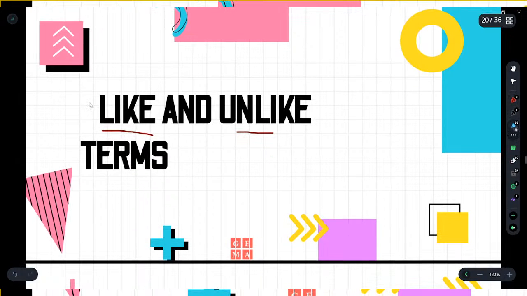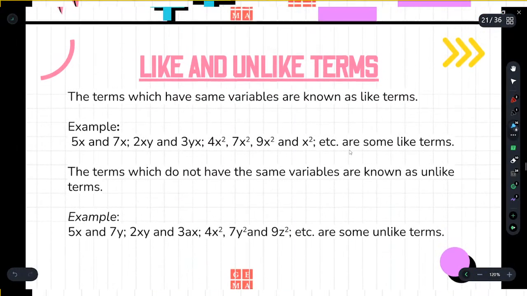What do you understand by the term like? Like means similar, right? And unlike means which is not similar, which is different. Yeah? Let's move on with this type of differentiation, what it is. Okay. The terms which have same variables are known as the like terms. Same variables means that if a term has got x as their variable, the other term should also have x as their variable. Okay, so both of these terms will be like terms.